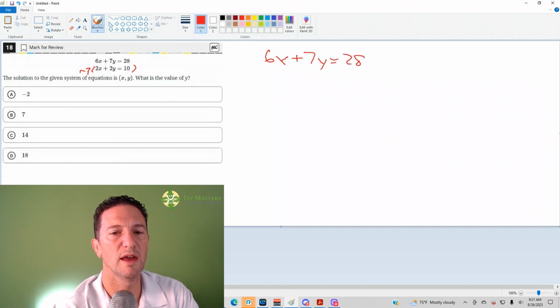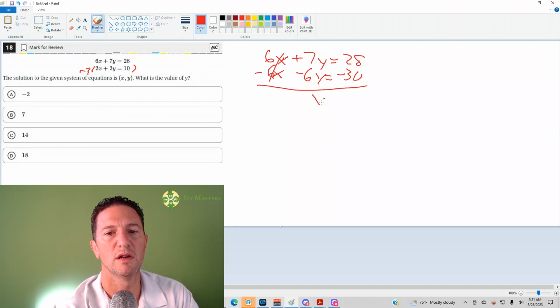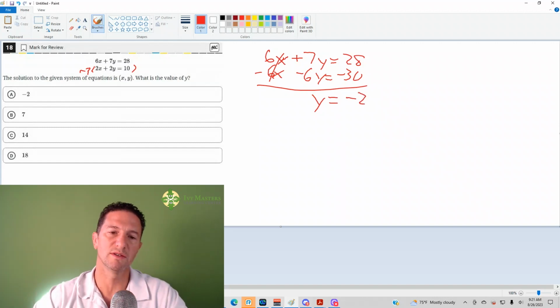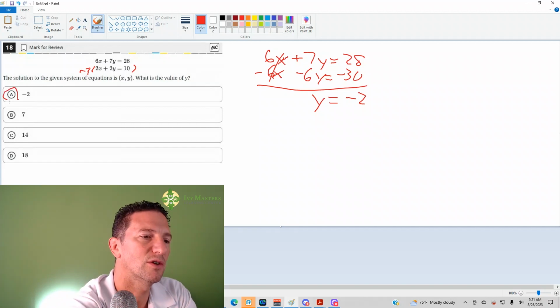and I'm going to distribute the negative in the bottom and write that here. When you add it down, the x terms cancel. 7y minus 6y will just give you y, and 28 minus 30 will give you -2. y is -2. Once again, the answer is A.